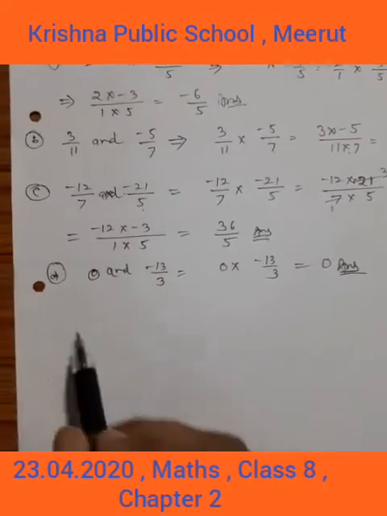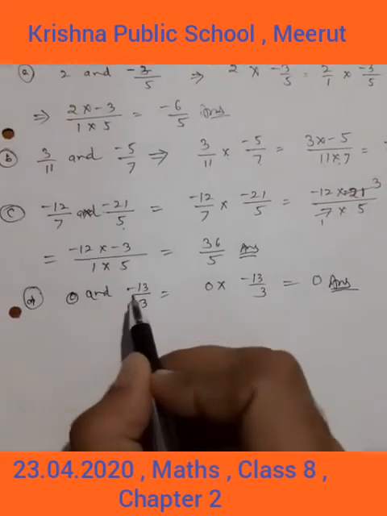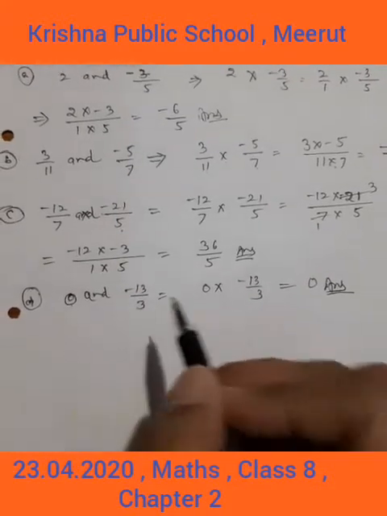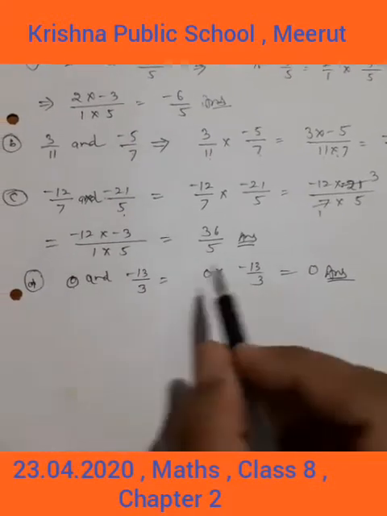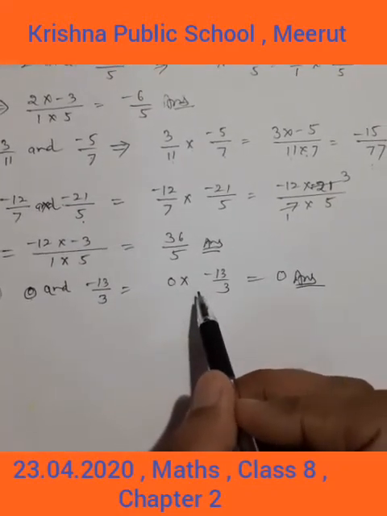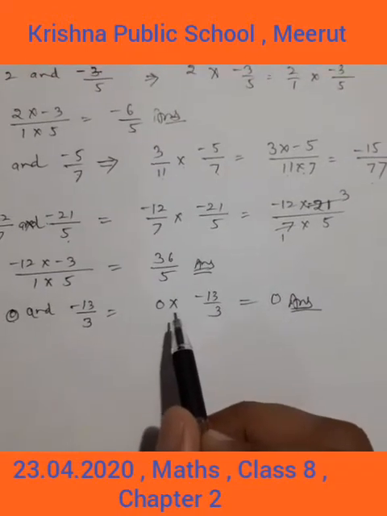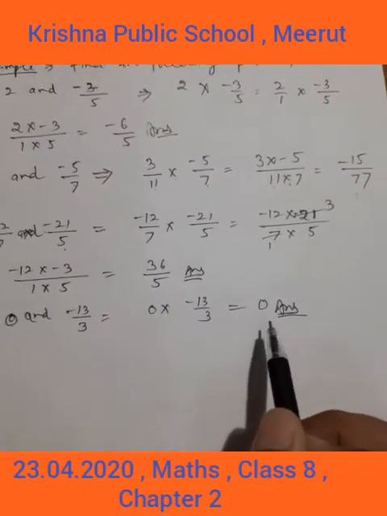That is the answer. And the last part is 0 multiplied by minus 13 upon 3. In this expression, 0 multiplied by any number gives the answer 0. So you can write 0 into minus 13 upon 3 is equal to 0.